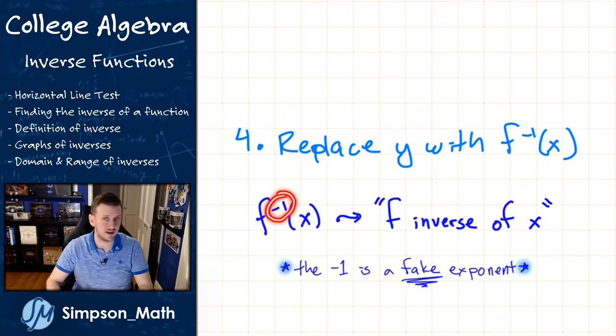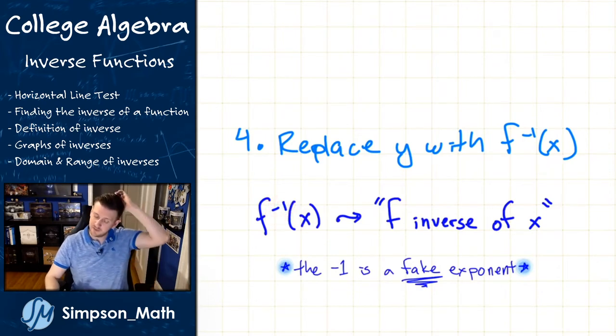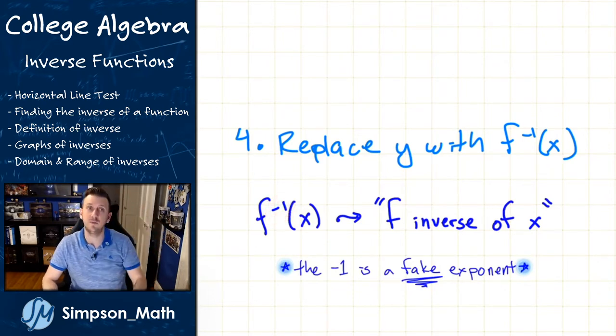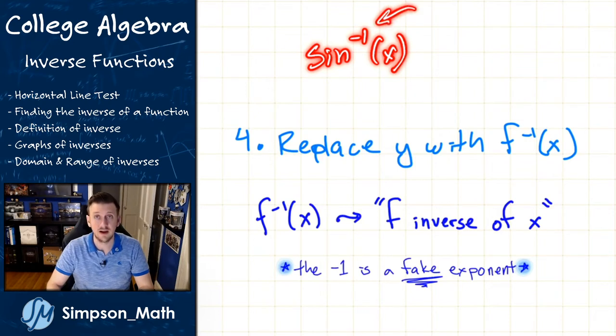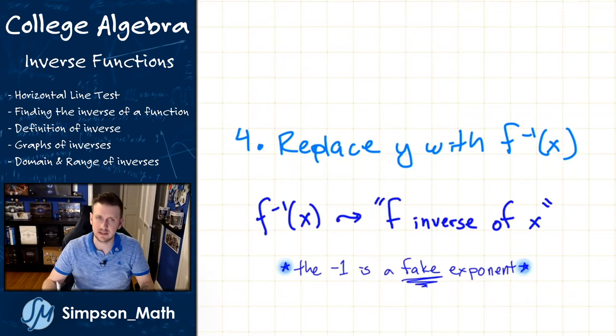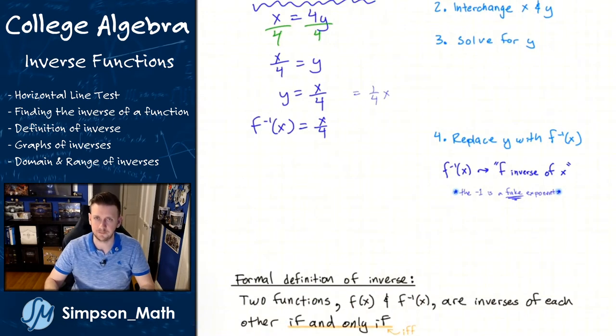This, yes, it looks like a negative exponent. It's the inverse notation. This is pretty standard. If you move on to pre-calculus, you'll see that for the inverse trig functions, we put a little negative 1 up in that same spot as well. So this is a standard for the inverse notation.